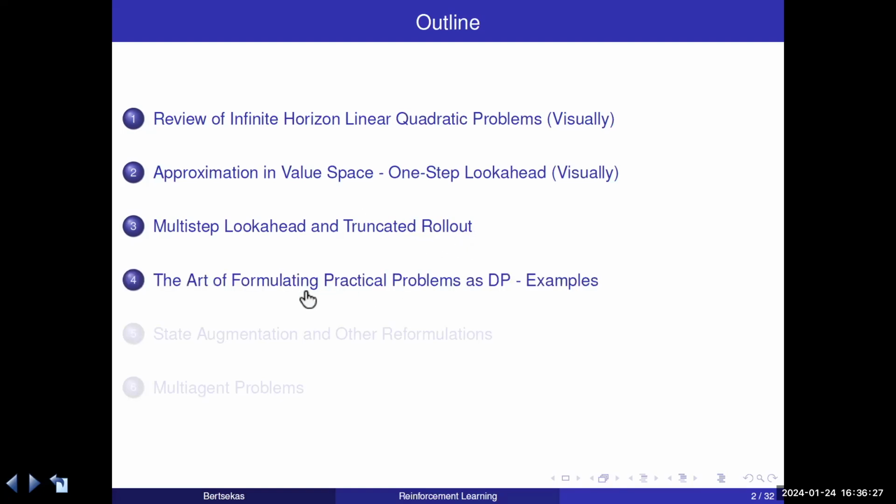And after that, we're going to go into the second part of this lecture, which has to do with the art of formulating practical problems as dynamic programming. And we're going to give some examples. And like I said, we're going to continue along this line in the next lecture. Part of this art is the technique of state augmentation that we're going to demonstrate with examples, and also multi-stage, multi-agent problems, which pose a computational challenge within our framework.